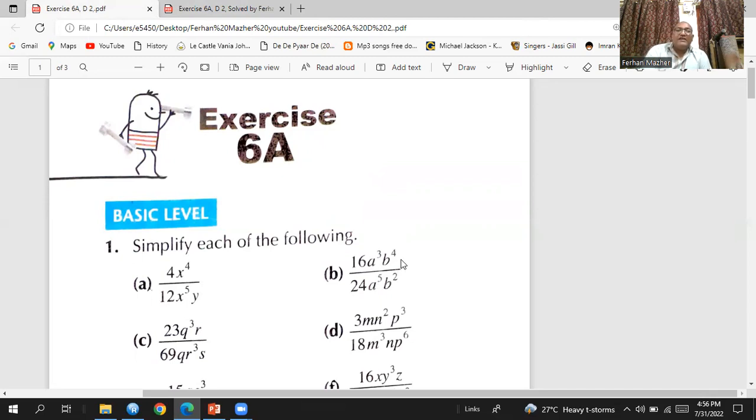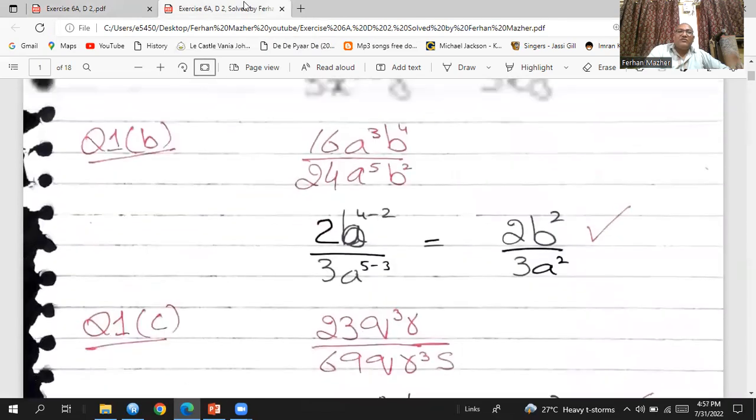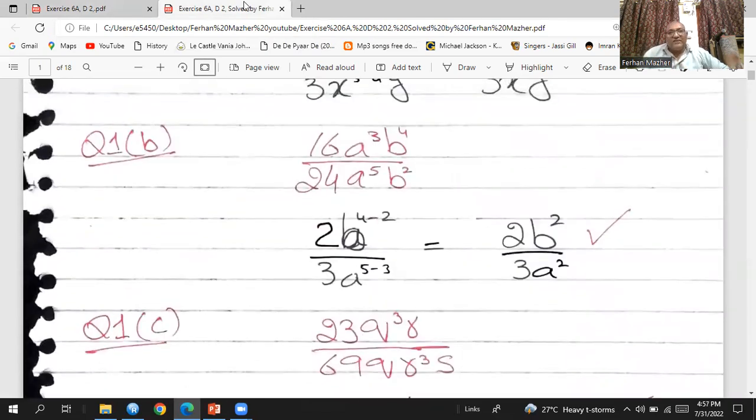And if you look at the b raised to power 4 divided by the b square, I will write b raised to power 4 minus 2. Okay, because the b's power in the numerator is larger, so we will keep the b there. So here we go. Question number 1, B part is showing up on your screen.